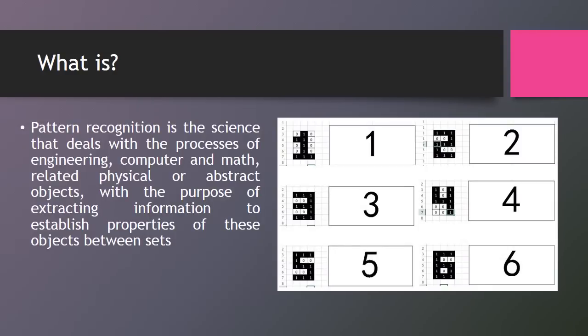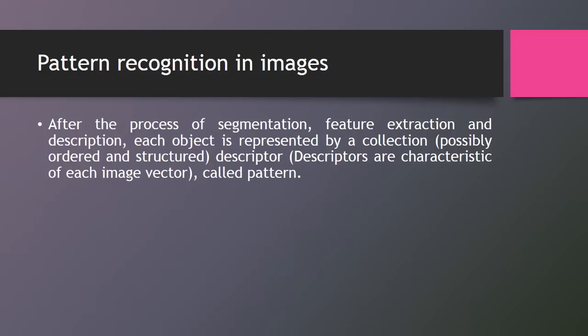Pattern recognition is the science that deals with the processes of engineering, computer science, and mathematics related to physical or abstract objects, with the purpose of extracting information to establish properties of these objects between sets. In image processing, after segmentation, feature extraction, and description, each object is represented by a collection of descriptors called a pattern.